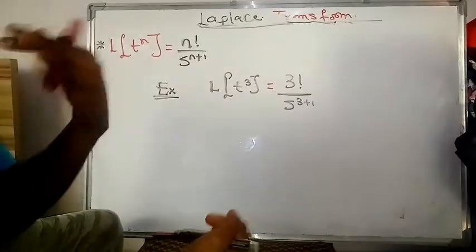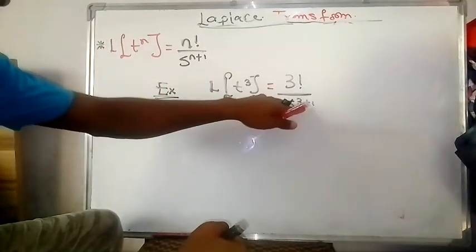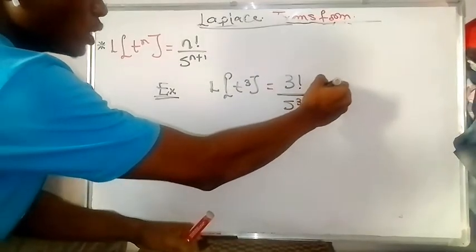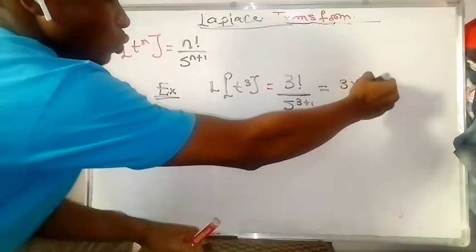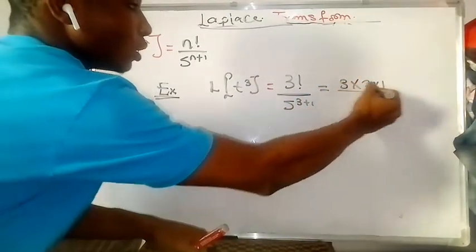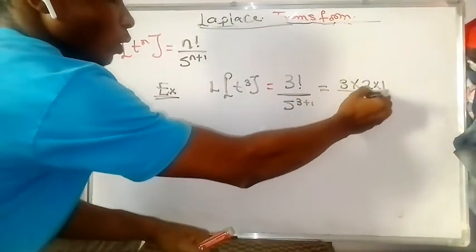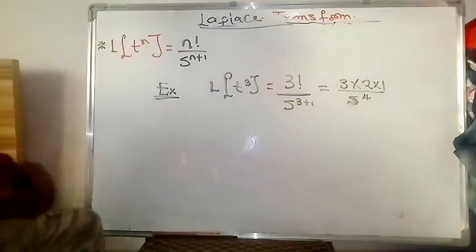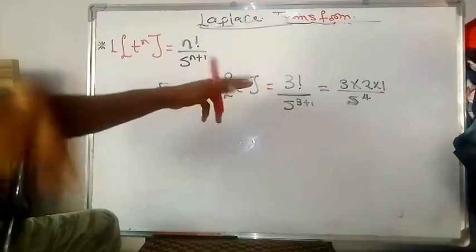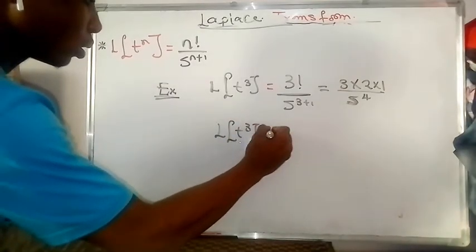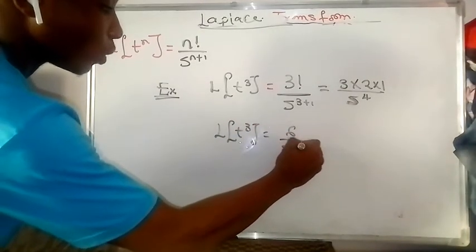If I compare this, n is equal to 3, so we have 3 factorial divided by s raised to power 3 plus 1. 3 factorial is equal to 3 times 2 times 1, divided by s raised to power 3 plus 1, which is 4. So the Laplace of t raised to power 3 is equal to 6 divided by s raised to power 4.